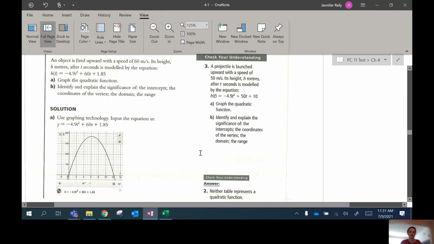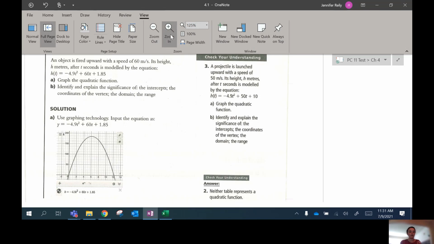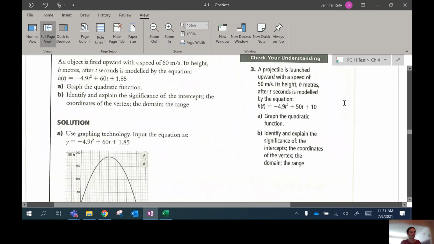And lastly, we're going to look at a way to use technology to solve some problems involving quadratic functions. A lot of real life scenarios that involve quadratics are projectiles, like when you're throwing something into the air. So let's say a projectile is launched upwards, so it could be a rock or a ball or something like that, at a speed of 50 meters per second. So its height would be modeled by this equation here.